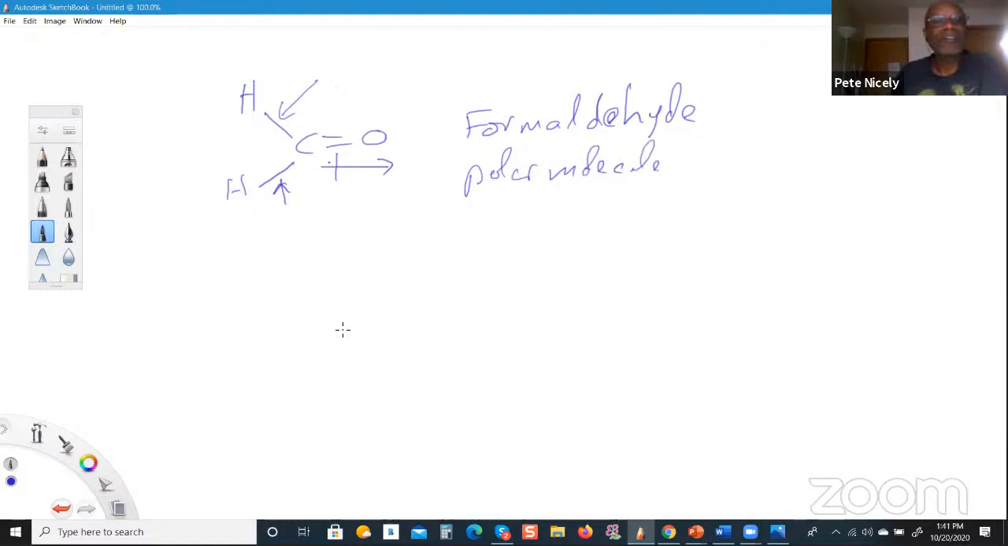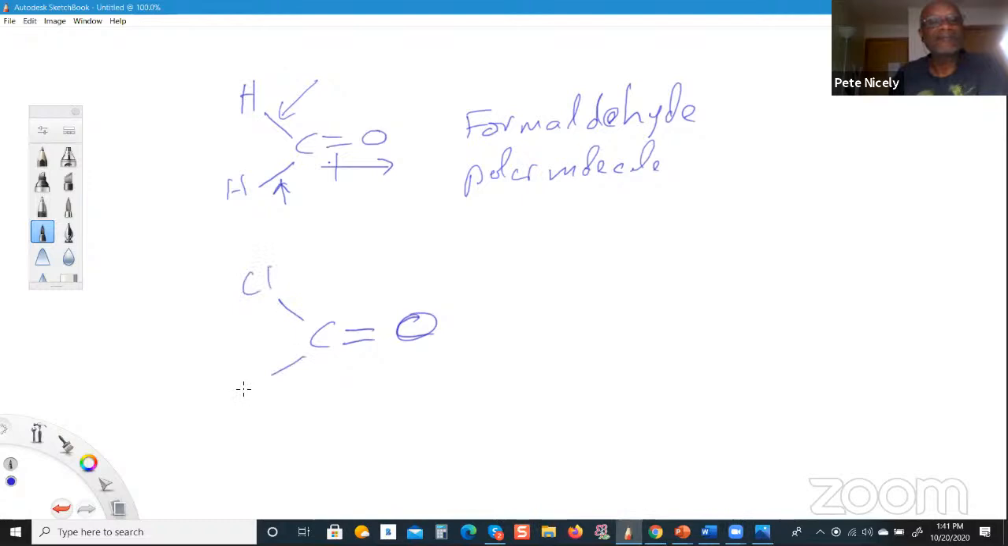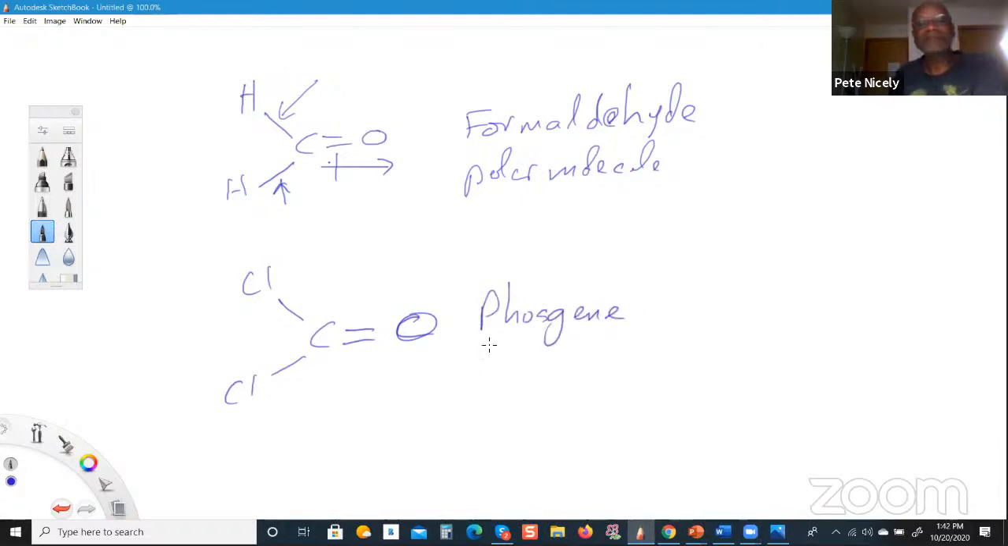Okay, now I want to show you another molecule, which is structurally similar to formaldehyde, but the only difference is that we're replacing hydrogens with chlorine, all right? Now, I don't remember, I think this molecule is called phosgene. You can look this up, but I think that's what this is called, all right?